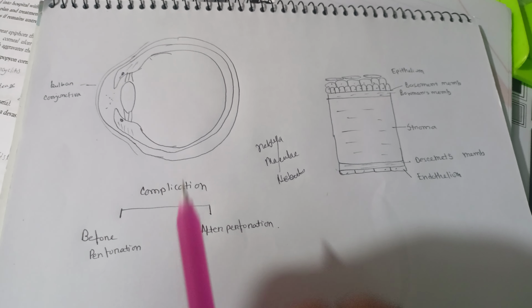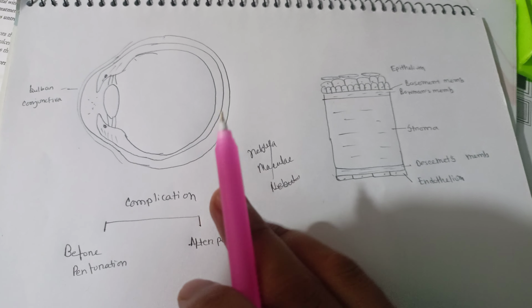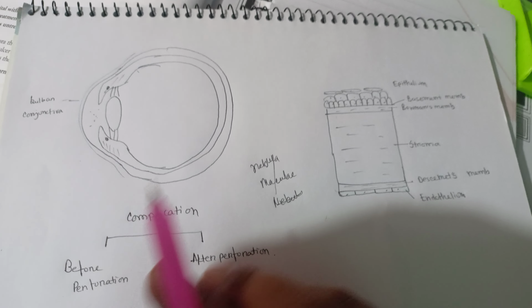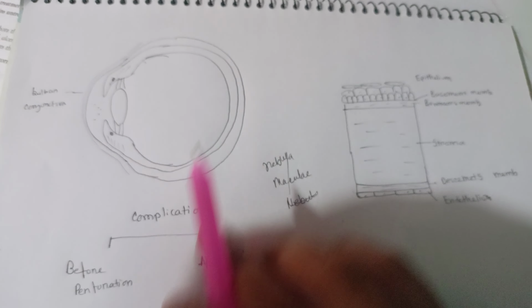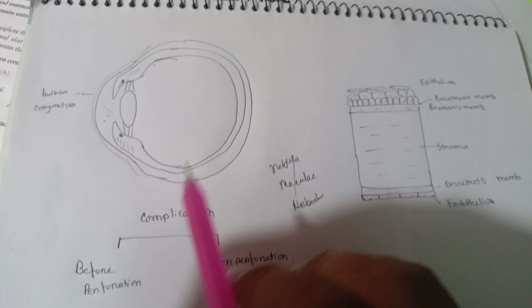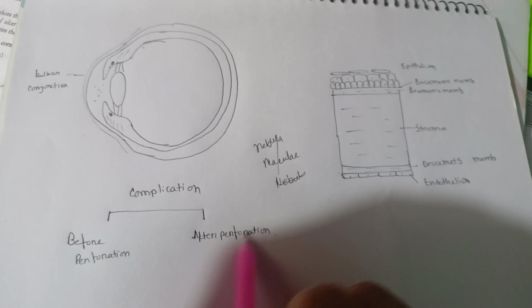Hello, so let's learn about the complications of corneal ulcer. Corneal ulcer is very important and it can happen because of many causes, might be some bacterial causes, some fungal causes. A very important question asked in the exams is about what the complications of the corneal ulcer are. There are two phases: one is before the perforation and the other is after the perforation.